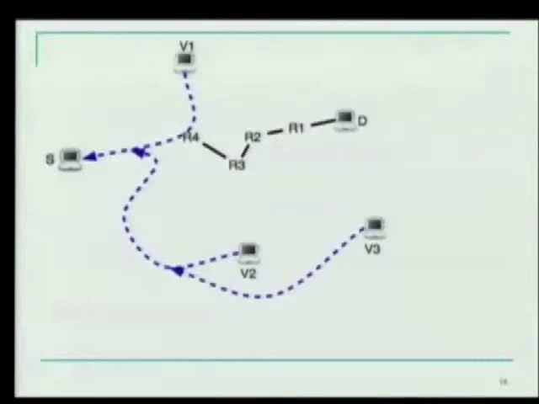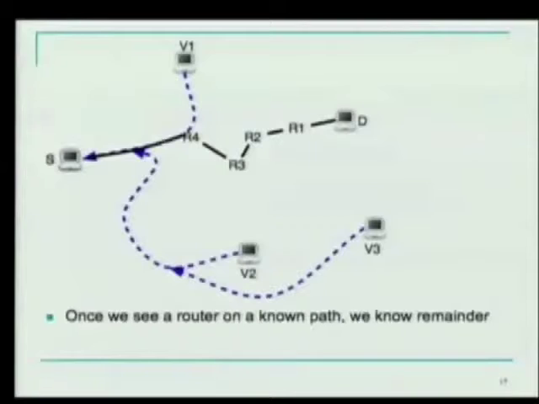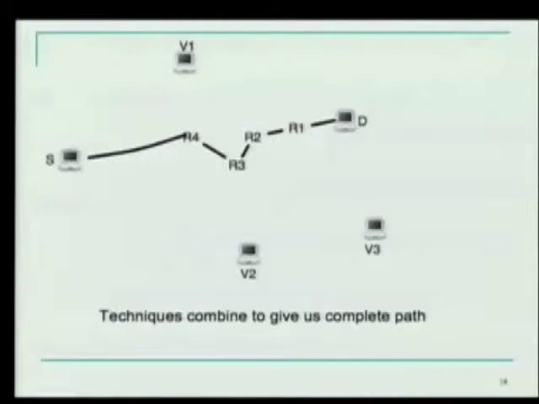At this point, we've intersected a known path, and so we're going to assume with destination-based routing that it's going to follow V1's blue path into S. Looks like this. So the techniques combine together to let us build up this path incrementally.